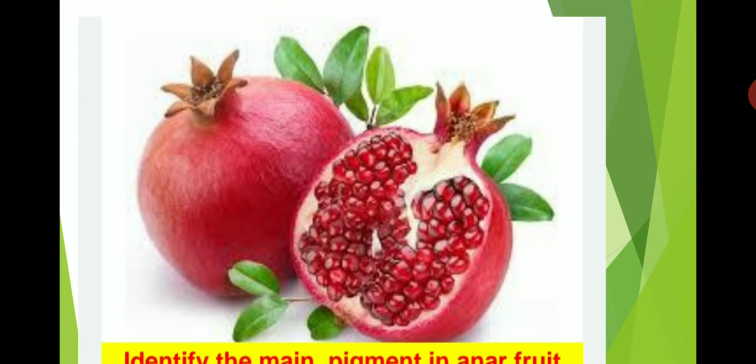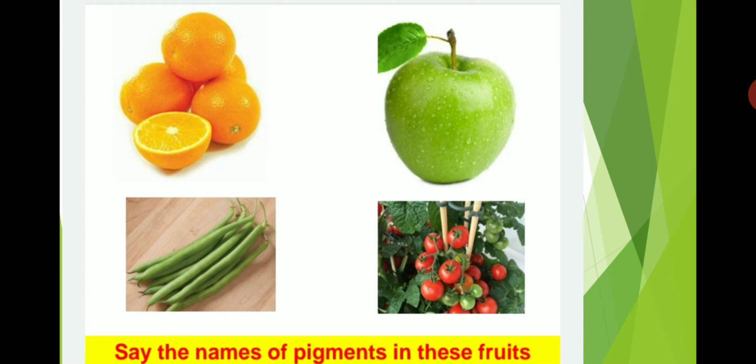You can see the anar fruit here. Can you identify the main pigment? Yes, it is anthocyanin. See the names of pigments in these fruits. The first one is the orange. The orange color is due to the pigment known as carotenoid. The green apple and the beans having green color are due to the pigment known as chlorophyll. You can see the red tomatoes here. That is due to the presence of which pigment? Yes, it is anthocyanin.